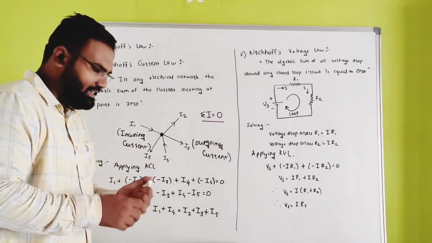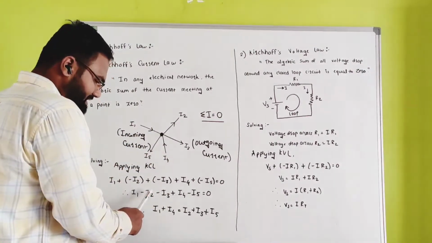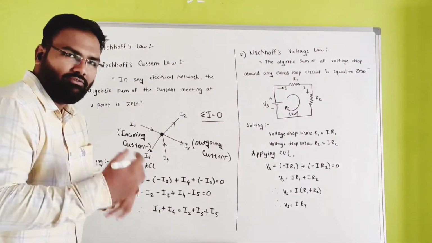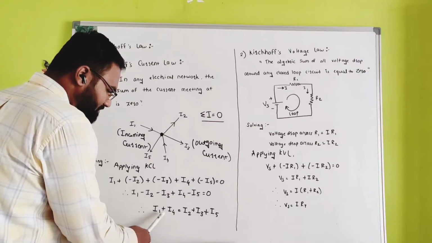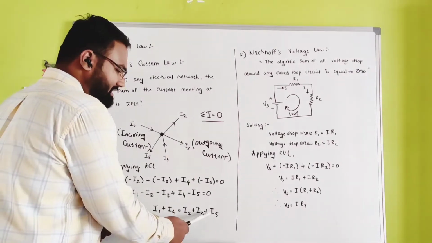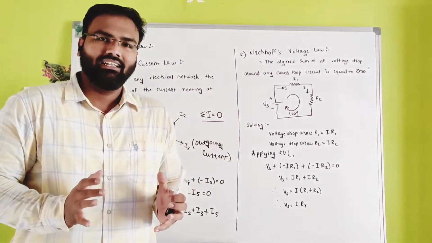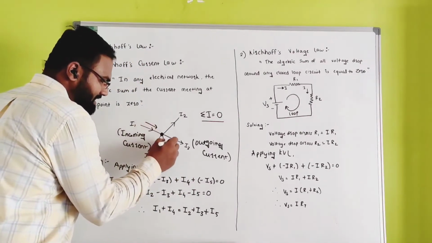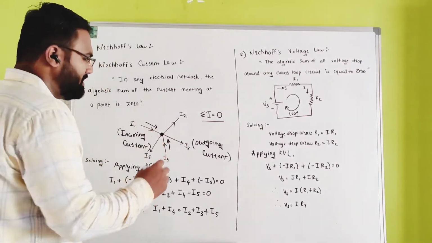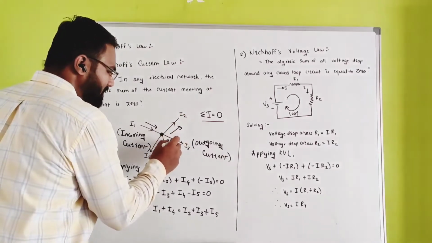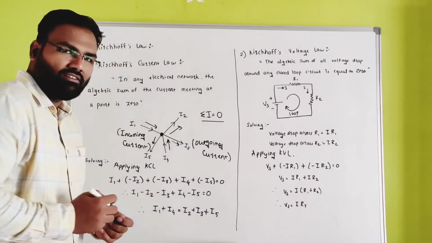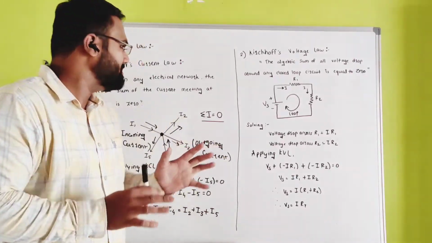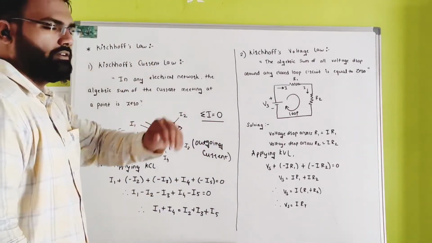Now we can write that as I1 minus I2 minus I3 plus I4 minus I5 is equal to 0. And for solving, we can do this: I1 plus I4 is equal to I2 plus I3 plus I5. So we can say that the incoming currents, this current and this current, are equal to the summation of all outgoing currents. It means incoming current is equal to outgoing current. So this is basically Kirchhoff's current law.